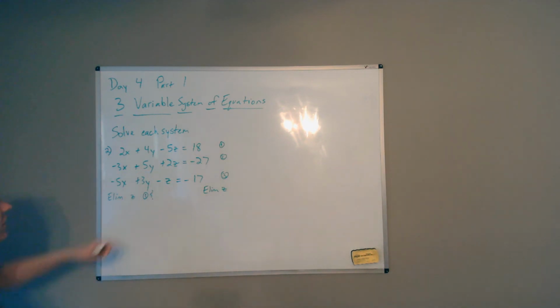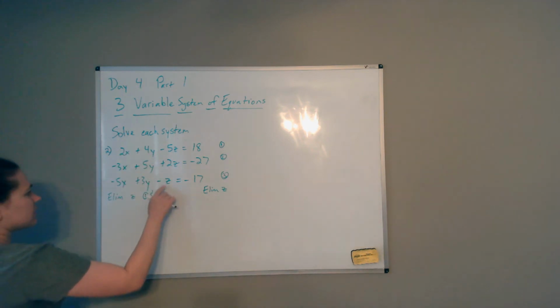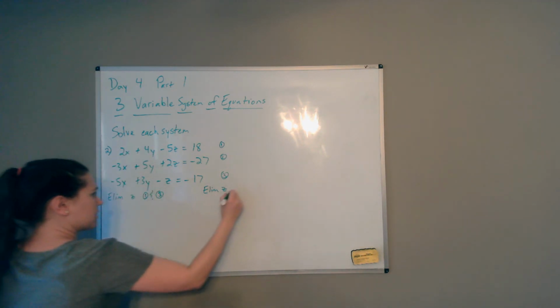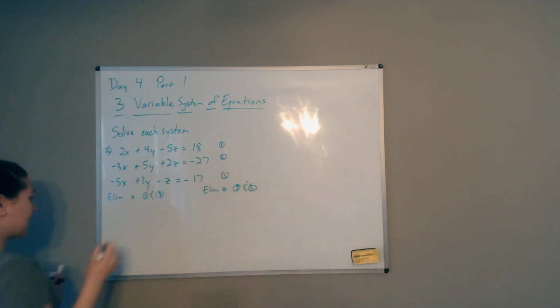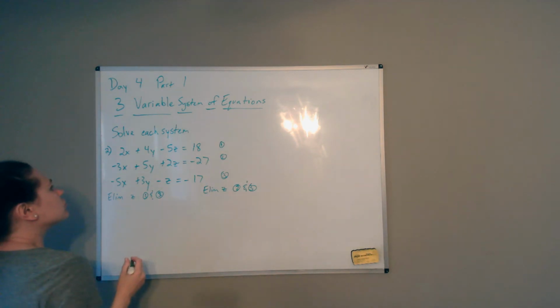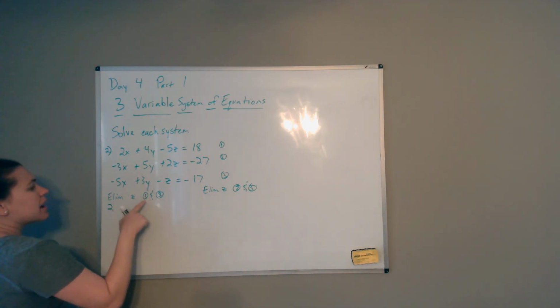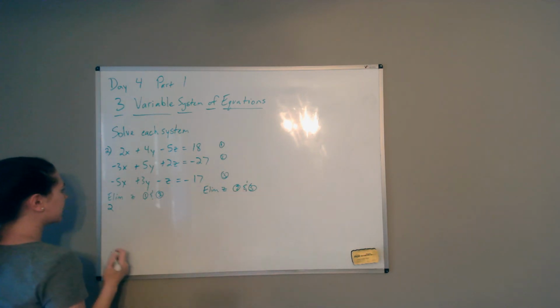I'm going to try and make this easiest for me. I'm going to do 1 and 3 because I like this negative z. And then I'm going to do 2 and 3 because 2z and negative z, I like that. That's less work. So, does it matter if you did 1, 2, and 2, 3? No, as long as it's not the same pairing.